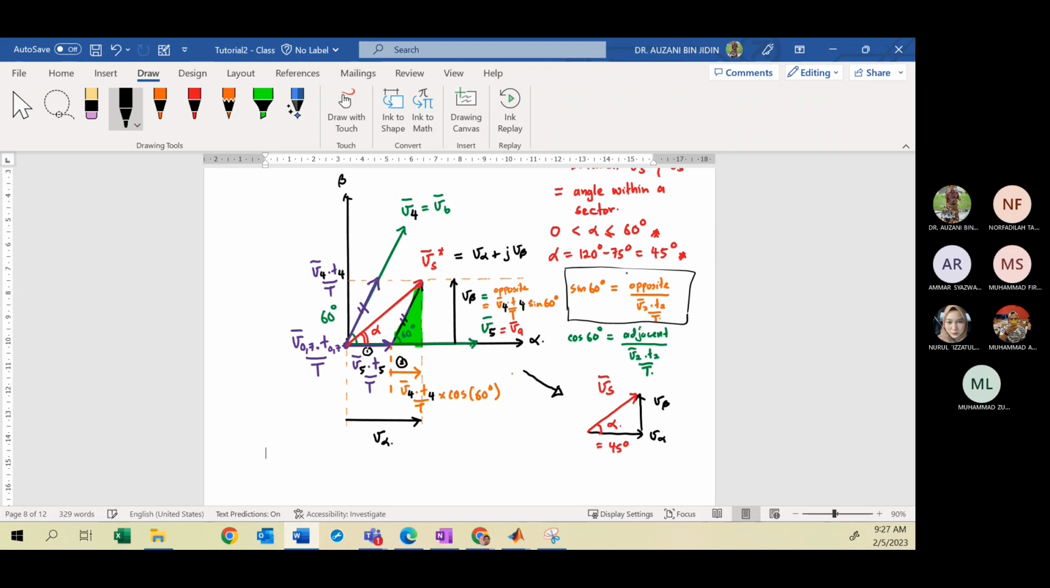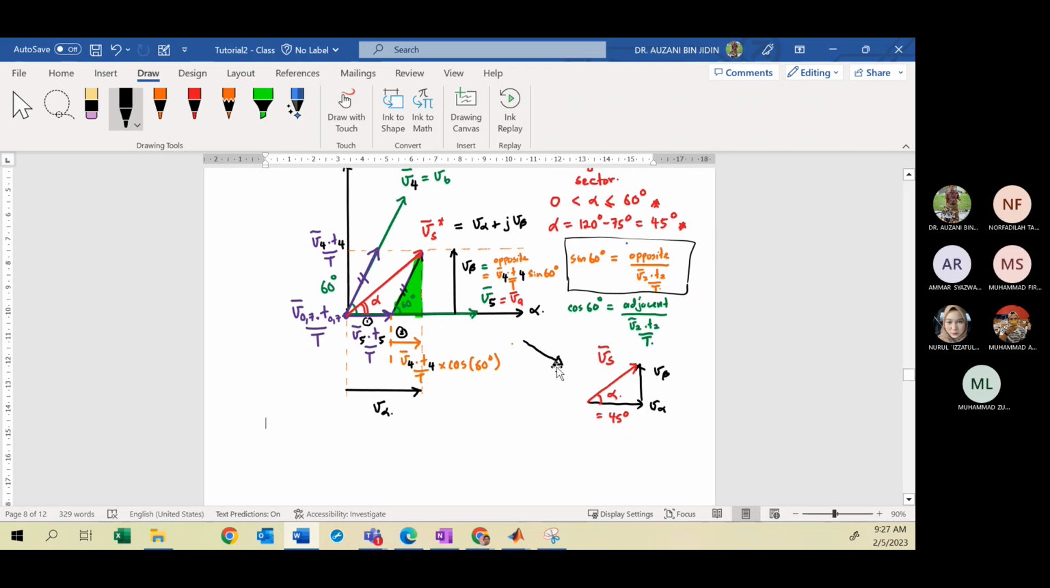Okay. So I advise you to try to solve from scratch. No need to do like this. Just change the numbers. To make sure you practice. Practice makes perfect. Okay.